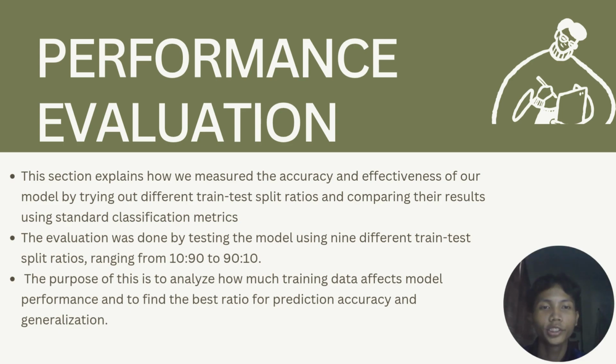So the next part was the performance evaluation. This section explains how we measure the accuracy and the effectiveness of our model by trying out different train-test split ratios and comparing their results using standard classification metrics. The evaluation was done by testing the model using 9 different train-test split ratios, ranging from 10:90 to 90:10.